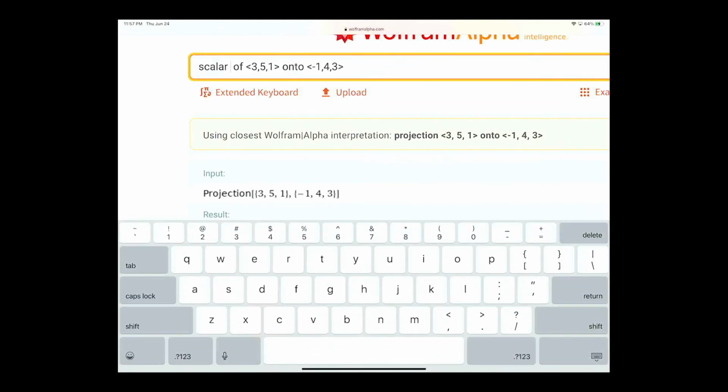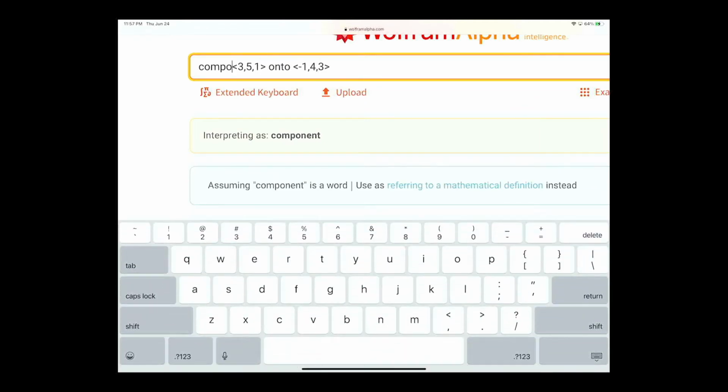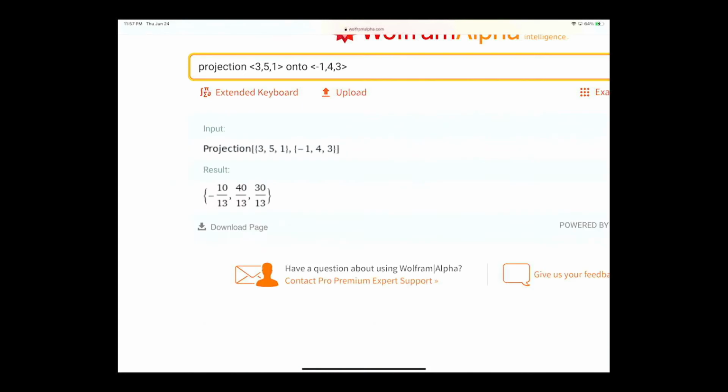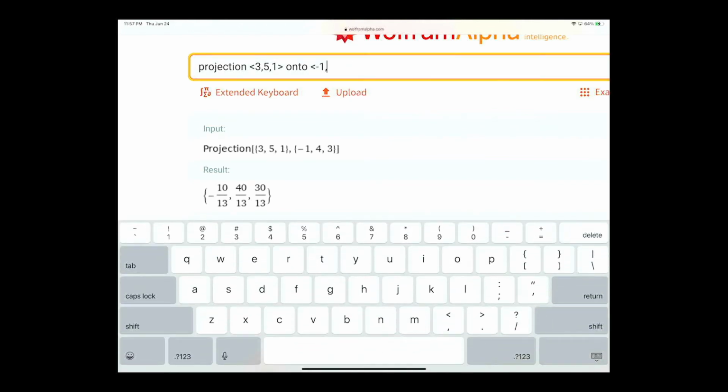But what you can do is there's different ways. First of all, it might be called the component, right? The COMP notation that you saw. So you can try that to see if it understands that. It doesn't, right? So, switch back to projection. I would probably do it this way. Since I don't know how to do it, I can do this, and then it gives me the vector right there.